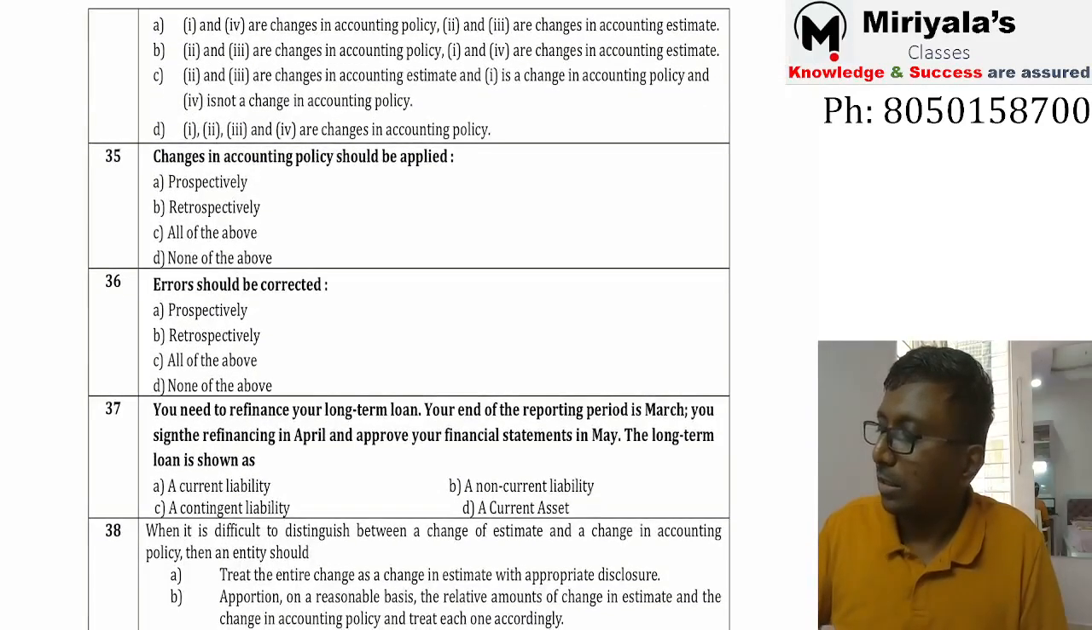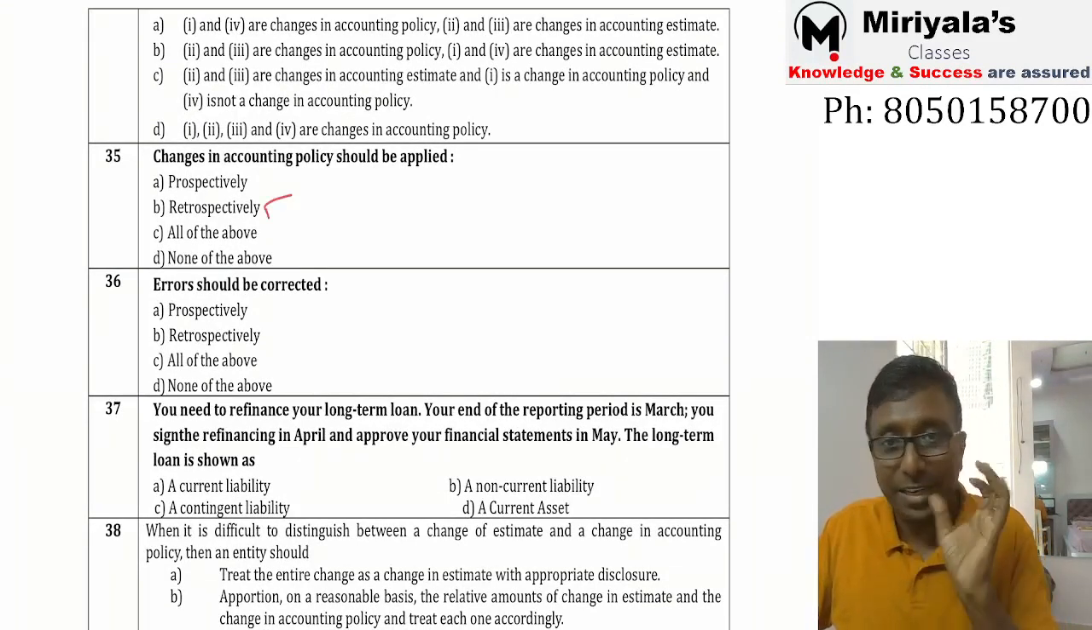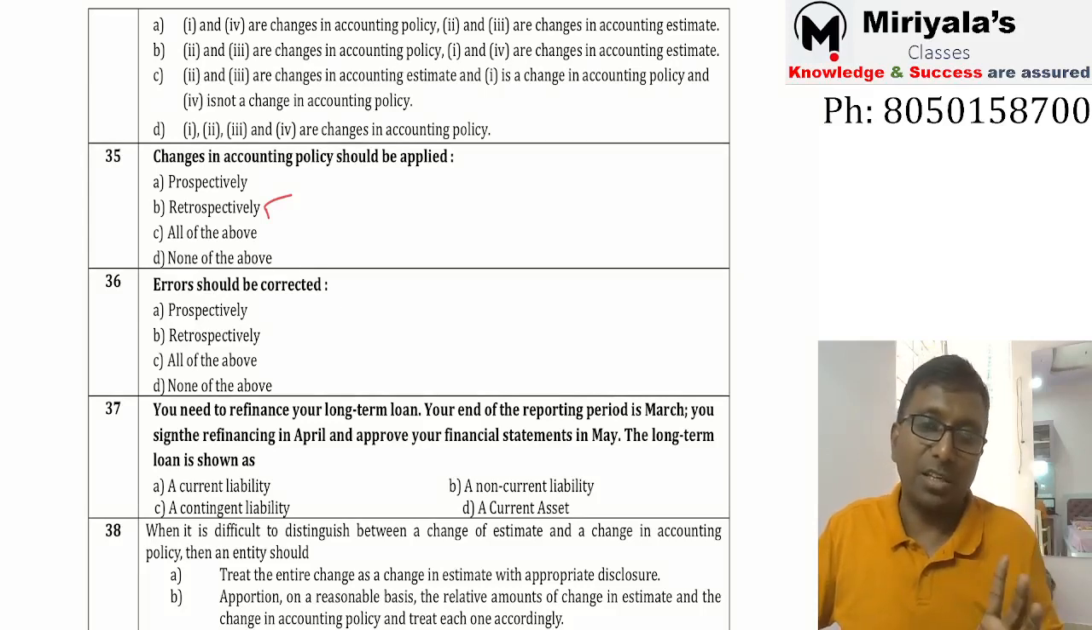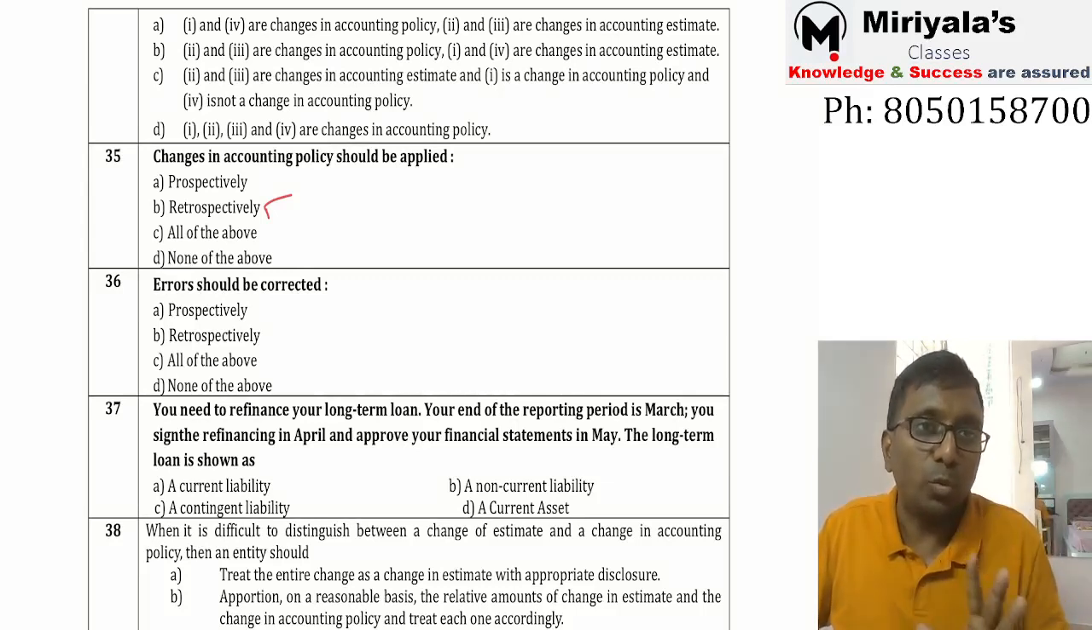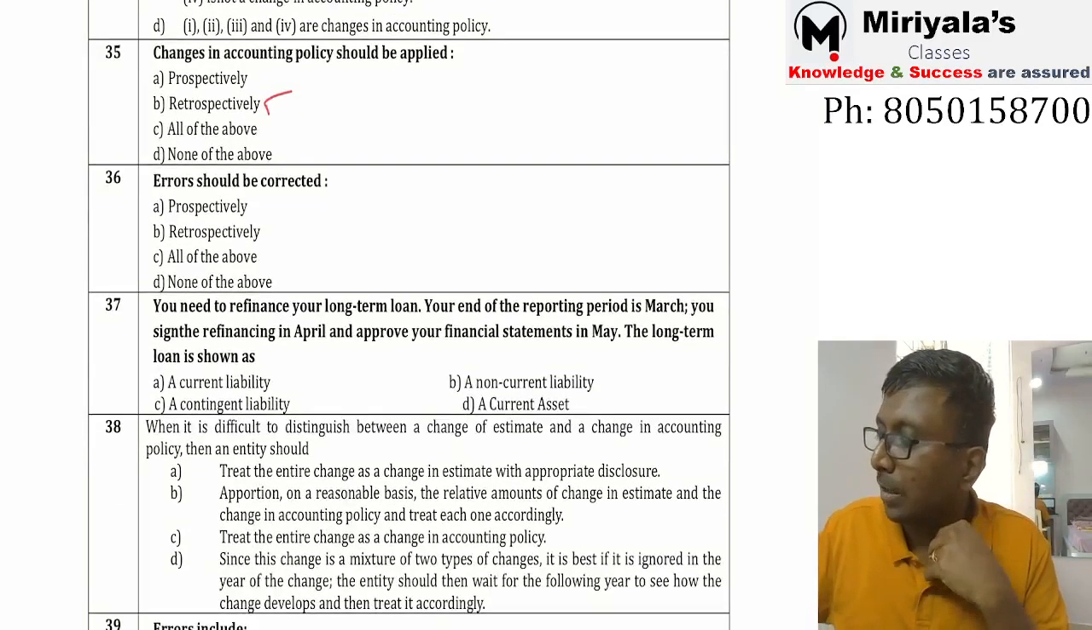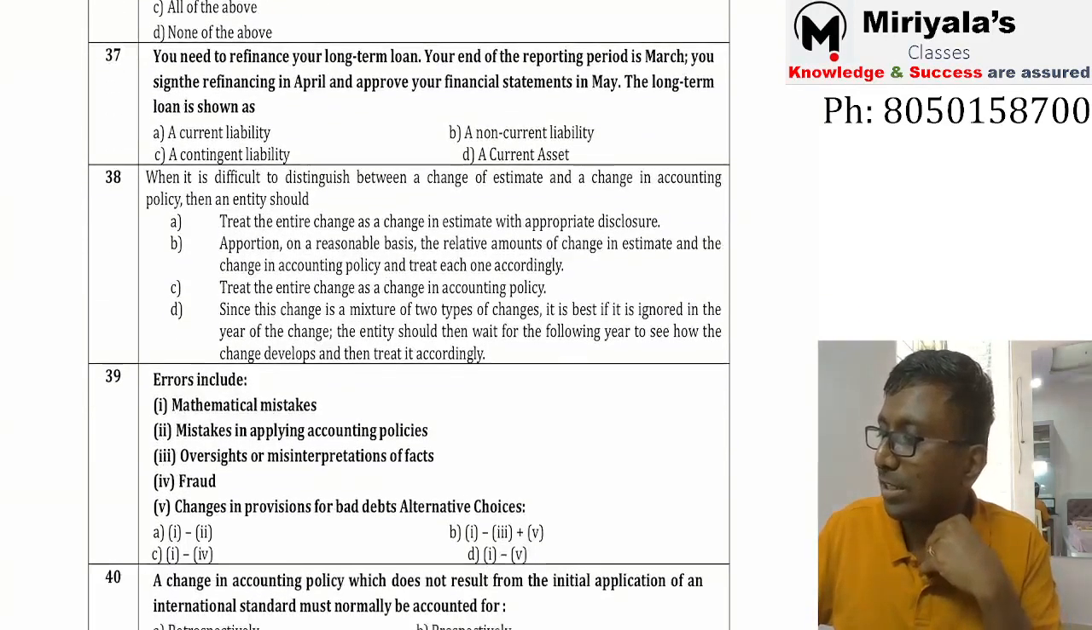Change in accounting policy should be applied retrospectively in general, but the straight answer is not exactly that. If it is required by Ind AS transitional provisions, or if it is a voluntary change, then it is applied retrospectively. If there are no Ind AS transitional provisions, then you are supposed to do it retrospectively. But if they ask a plain question, with no change in accounting policy, then you go by retrospective accounting. An error should be corrected retrospectively, and you are supposed to restate it.